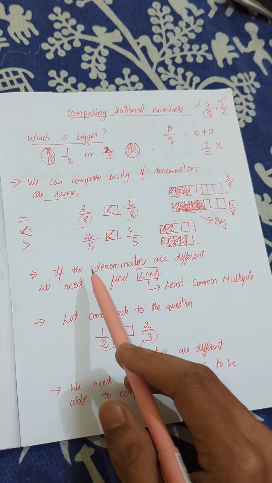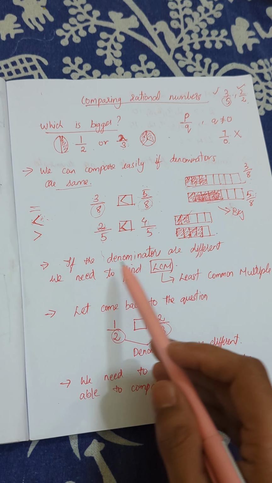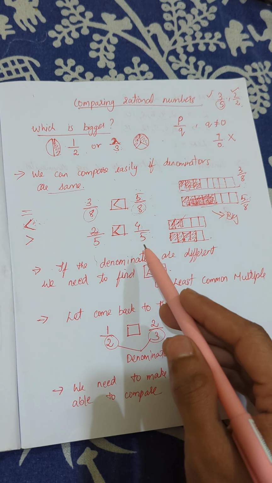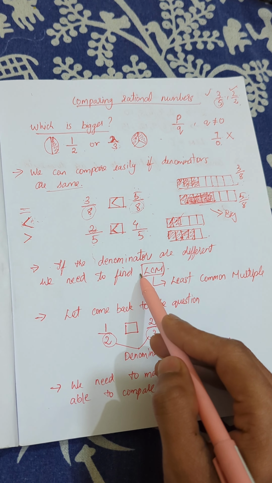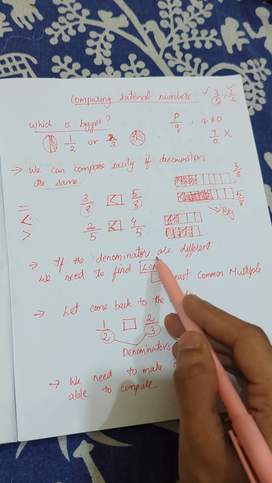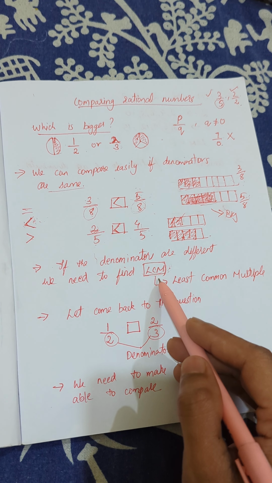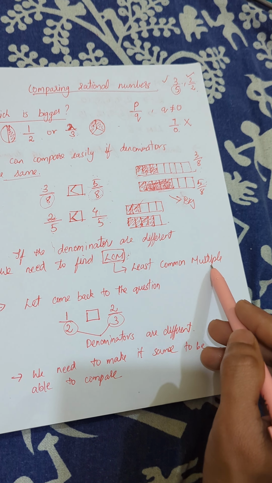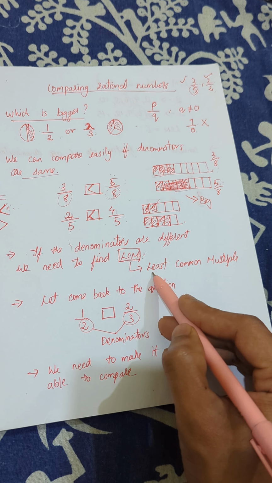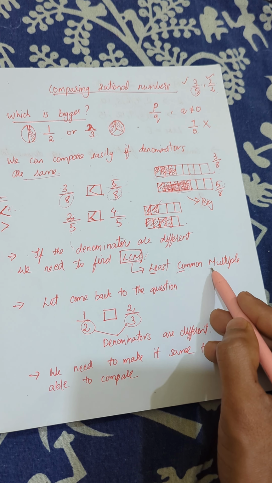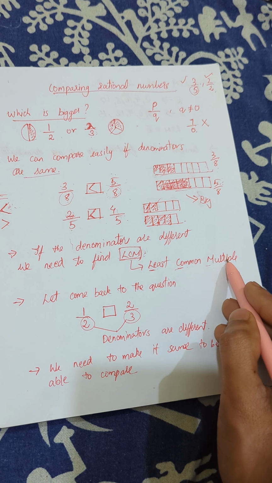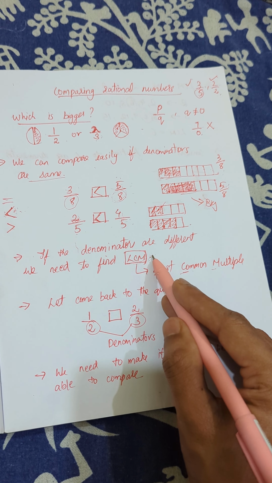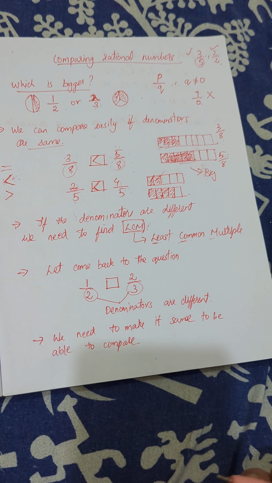Okay, now let's look here. If the denominators are different, we need to find something called LCM. LCM is a short name. Its full name is least common multiple. Instead of least common multiple, I'm using LCM. What is this LCM? Let's see.